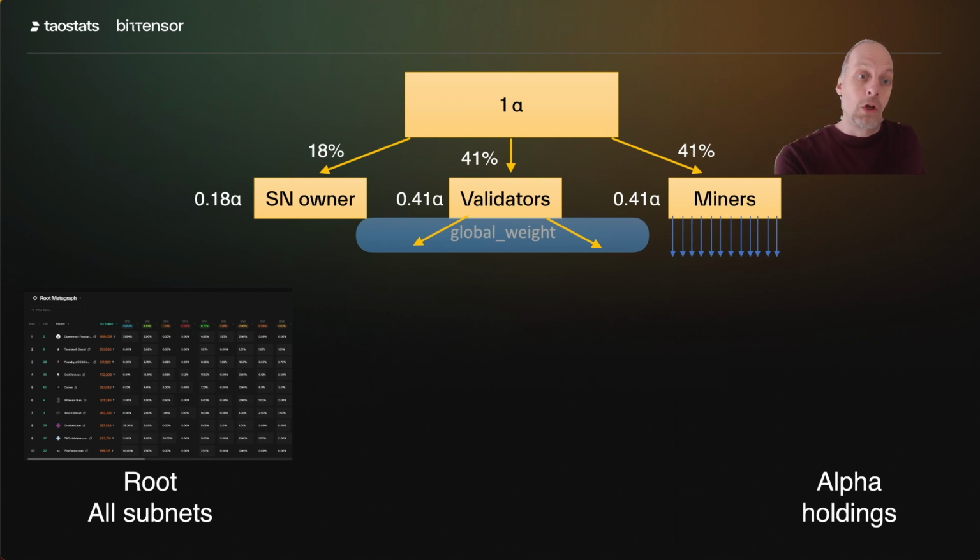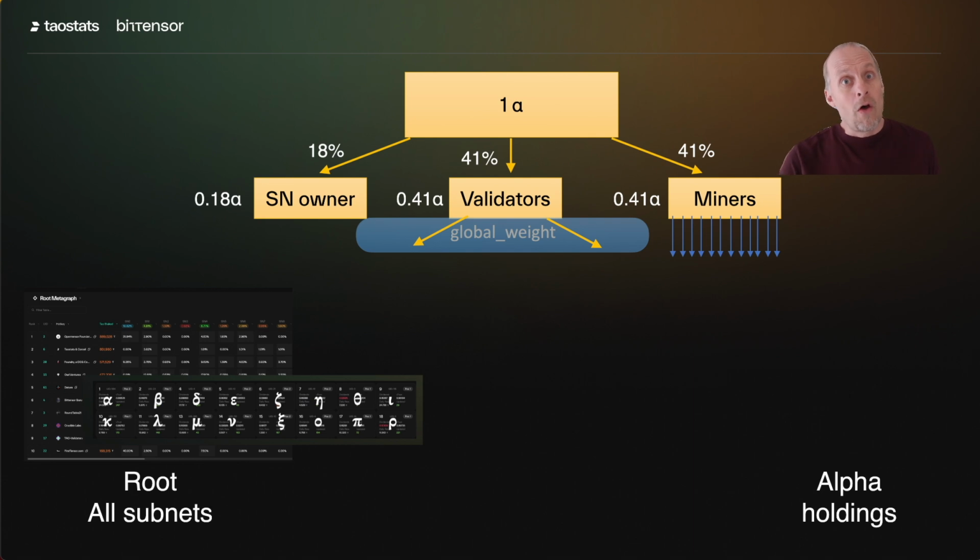So the global part of the stake comes from the root. So if you've staked tau on root like we do today, that will play a part into the global part. But also your stake on all of the other subnets, your alpha, beta, gamma, delta, across all of the subnets. That all gets included in your global stake. Then you have a local stake, which is the alpha that you hold inside that subnet.